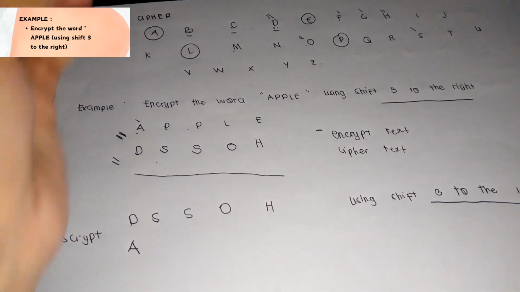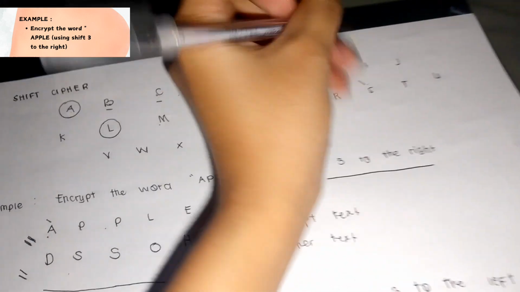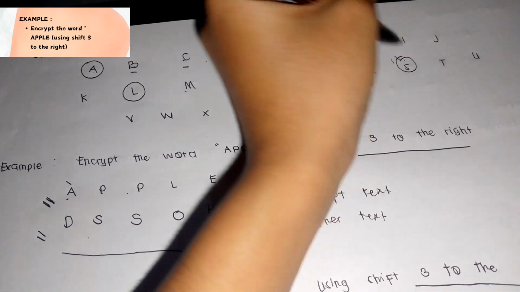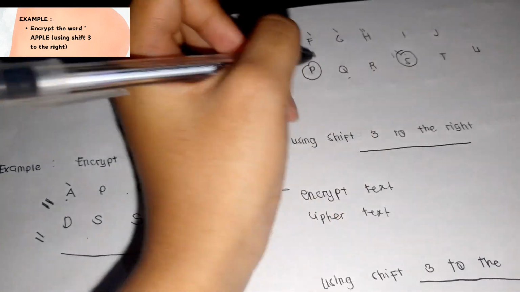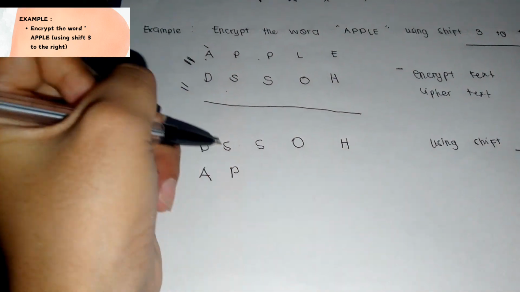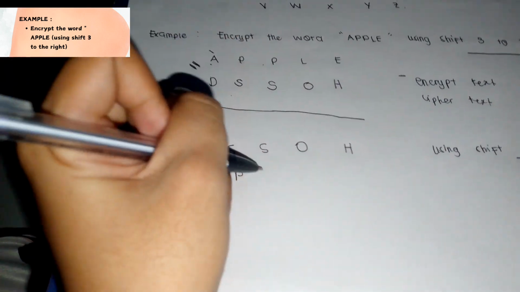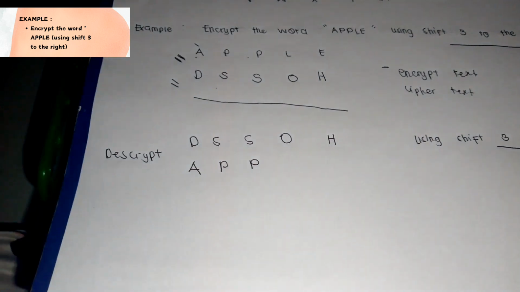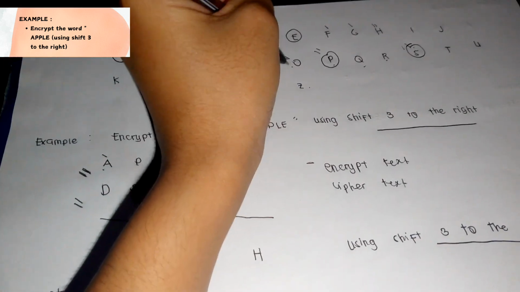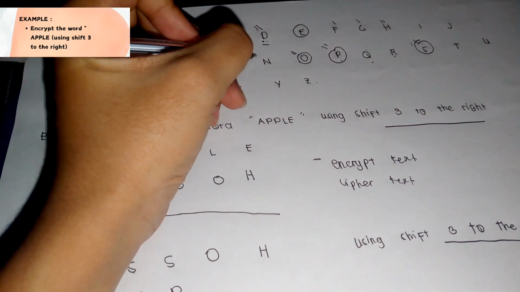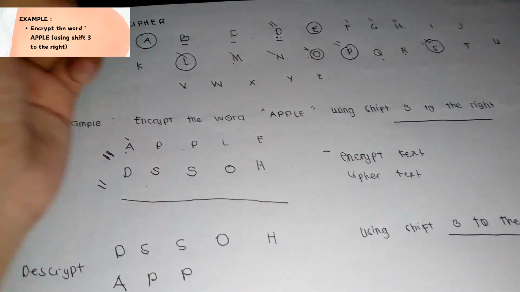For S, we have S right here. We're going to count 1, 2, 3. We got P. We got P right here. They are the same letter, so we have to put the same letter, P. For O, there is an O right here, and we are going to count 1, 2, 3. We got L.